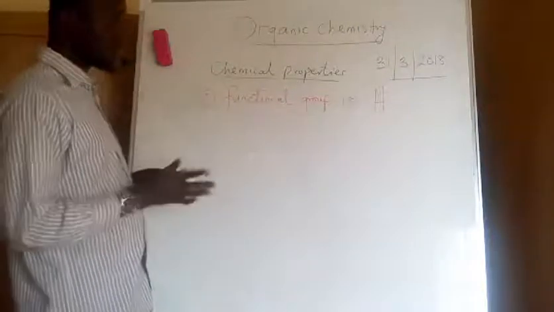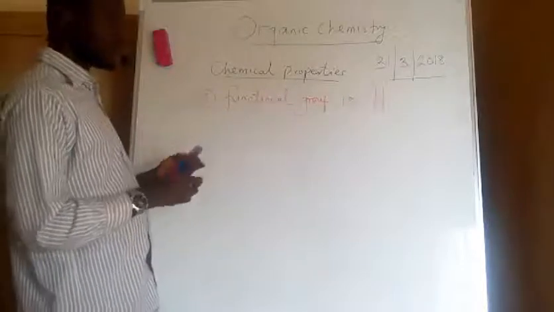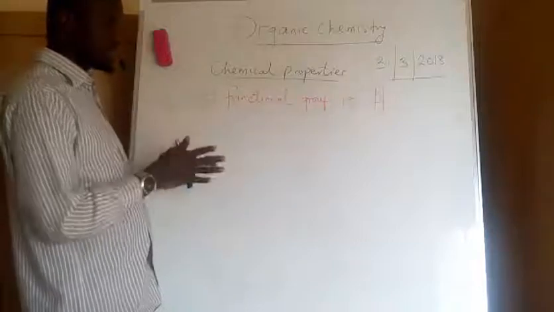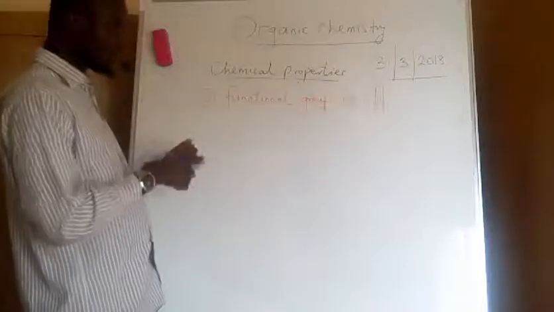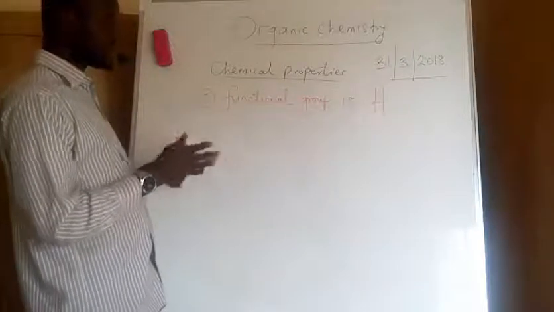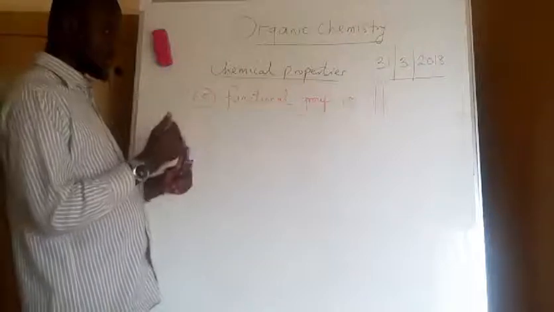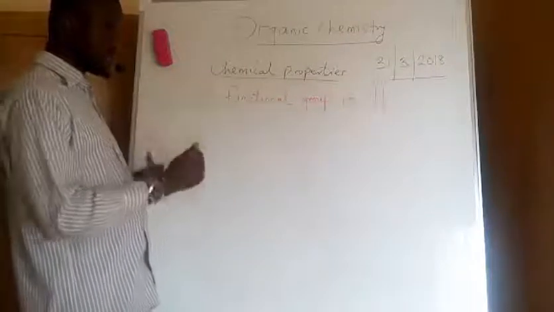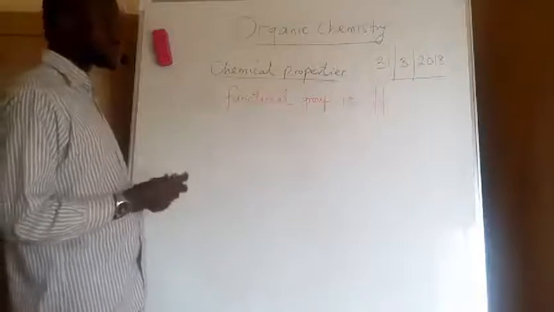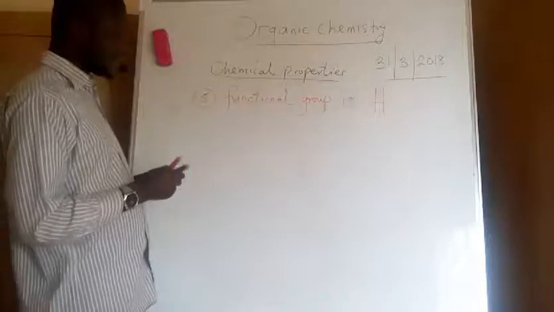Now, when we say a functional group, it is an atom or group of atoms that determines the reactivity of a compound. An atom or group of atoms that determines the chemical properties of a compound is what is called a functional group. So what determines the chemical property of alkane is hydrogen. That is why hydrogen is the functional group of alkanes.